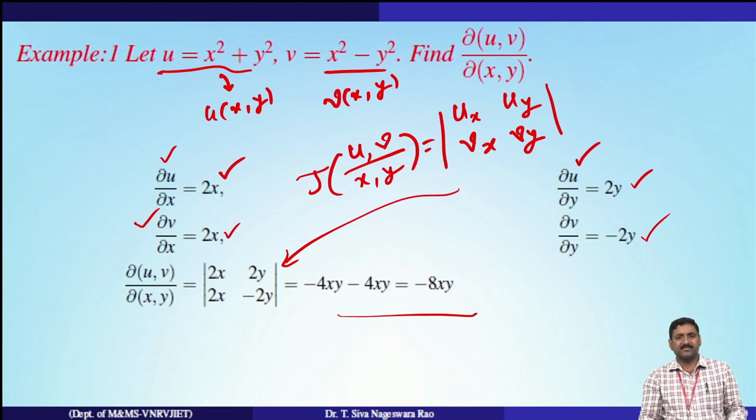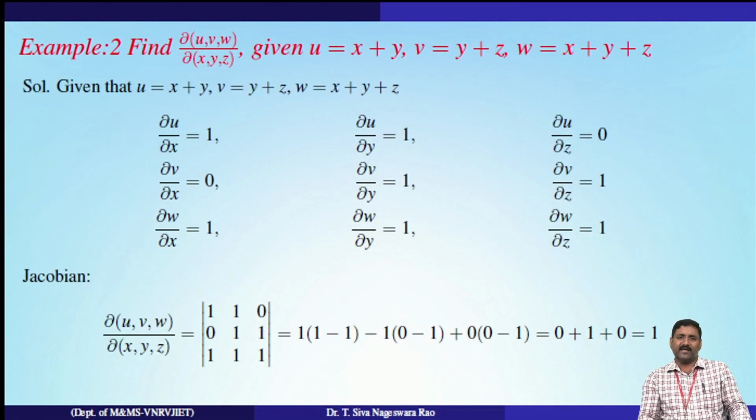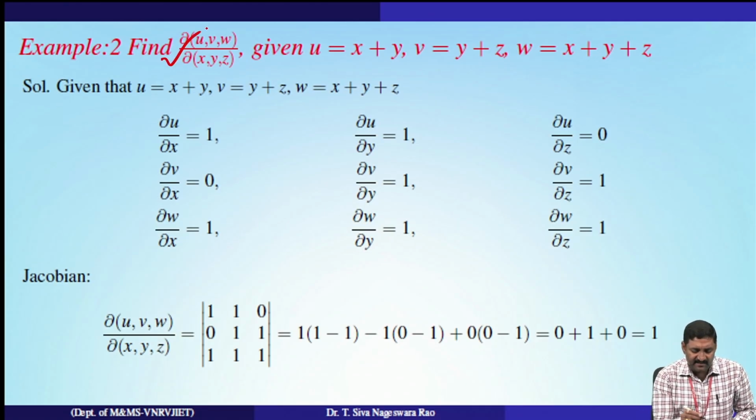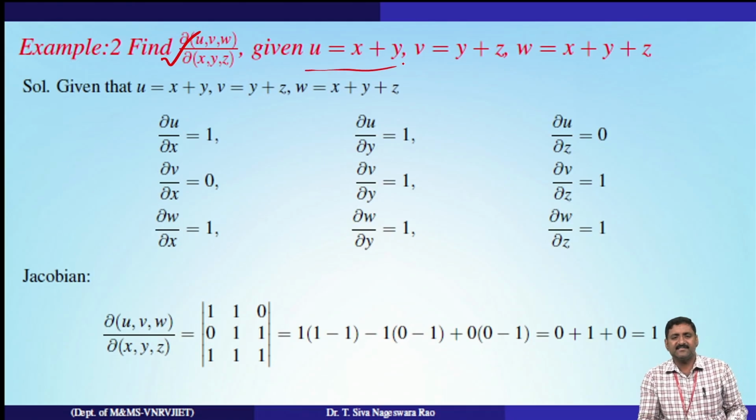So, this is the process of how to find the Jacobian of the given functions involving two independent variables x, y. Now we will see one more example, which contains three functions involving three independent variables x, y and z. Here our aim is to find the Jacobian of the given functions, in which u contains x plus y, v contains y plus z, that is y and z, and w contains x, y, z.